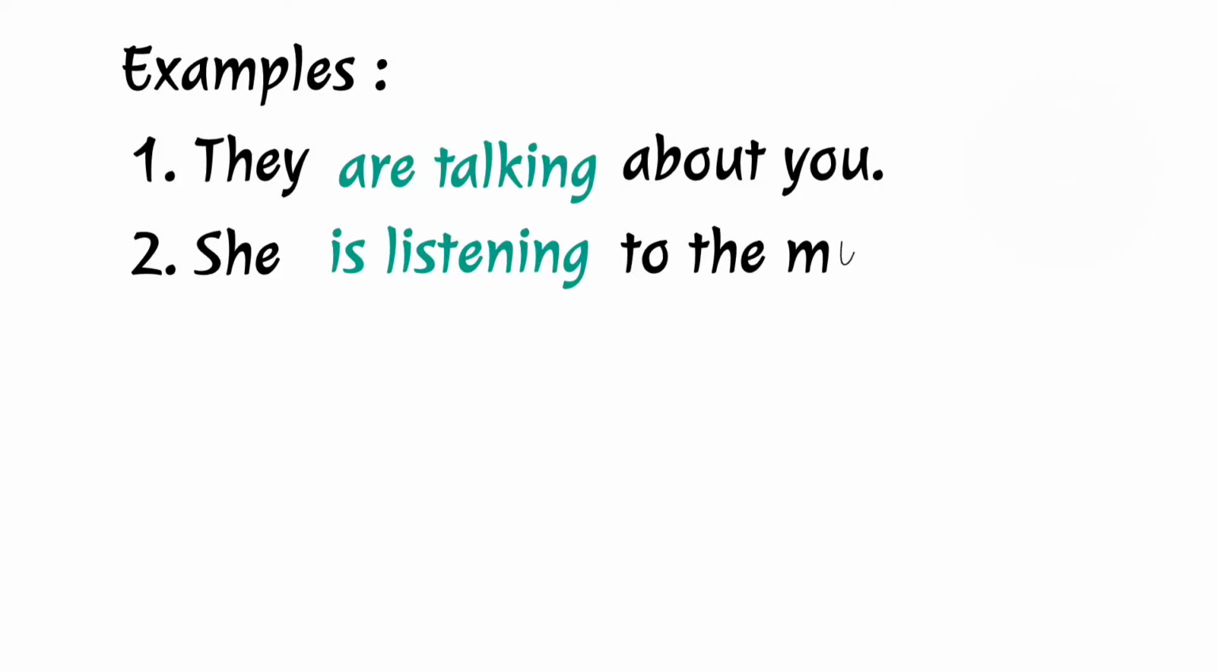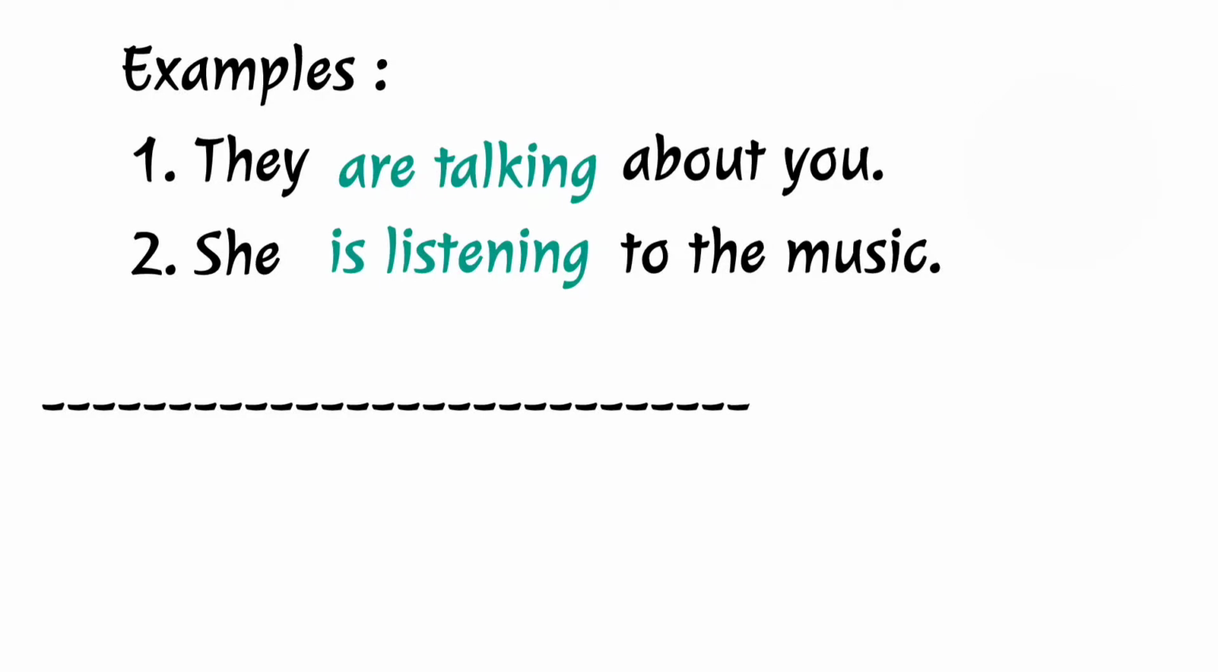Okay. Next, number 2. She's listening to the music. Now, the verb in this case is, and then verb ing, listening. It means that it's in progress, that she's listening to the music now.